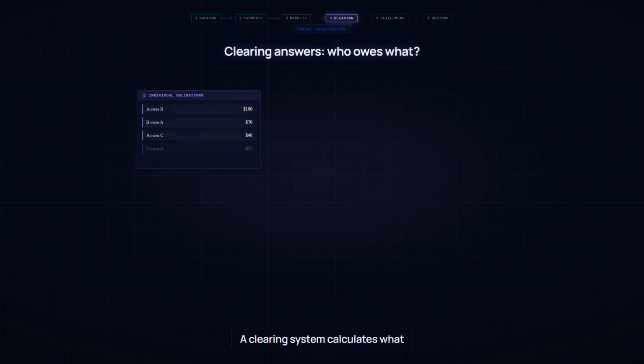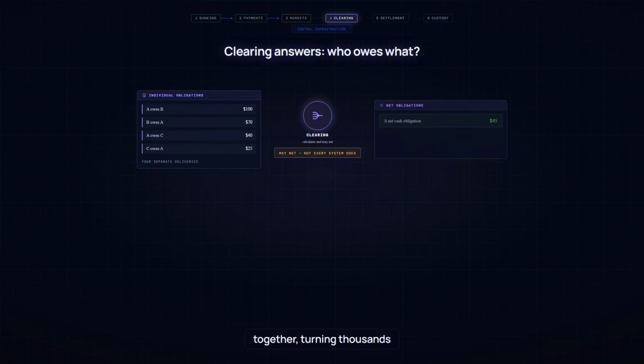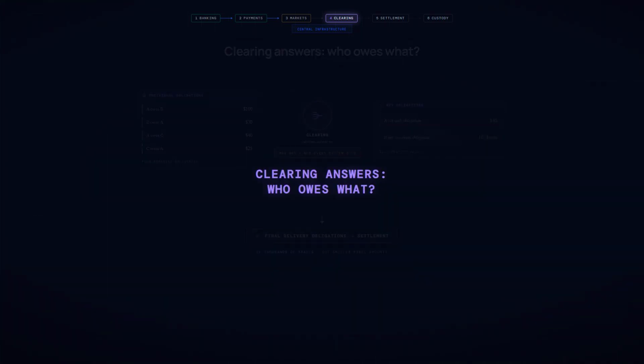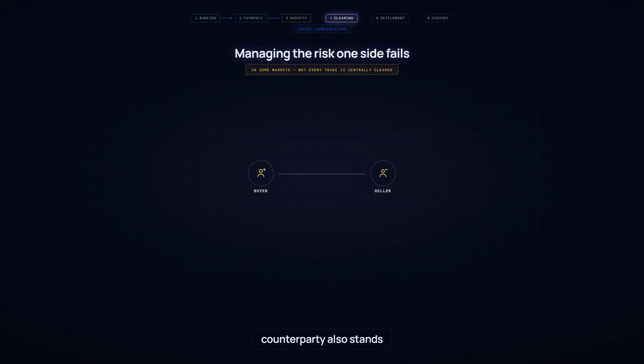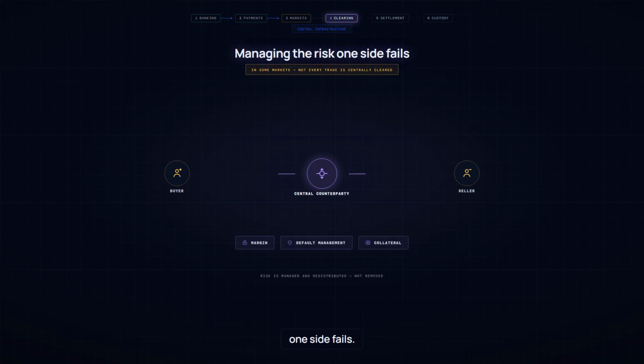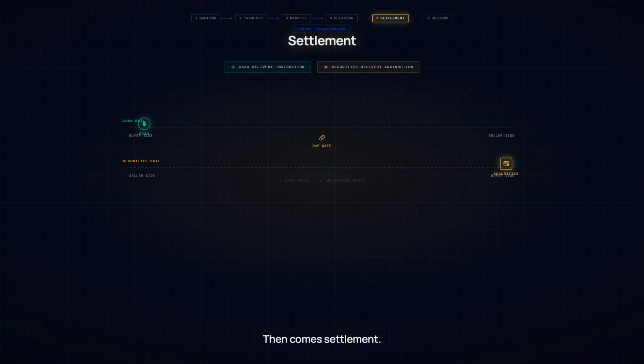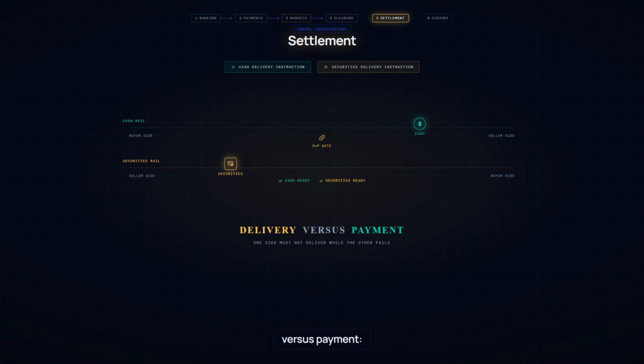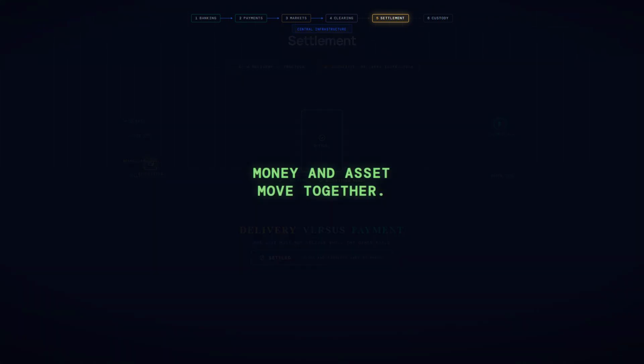A clearing system calculates what each participant must deliver. It may net many trades together, turning thousands of individual obligations into smaller final amounts. In some markets, a central counterparty also stands between buyers and sellers and manages the risk that one side fails. Then comes settlement. Cash moves to the seller's side and securities move to the buyer's side. The system tries to coordinate both transfers so one side does not deliver while the other fails. This is the idea behind delivery versus payment. The money and the asset move together.